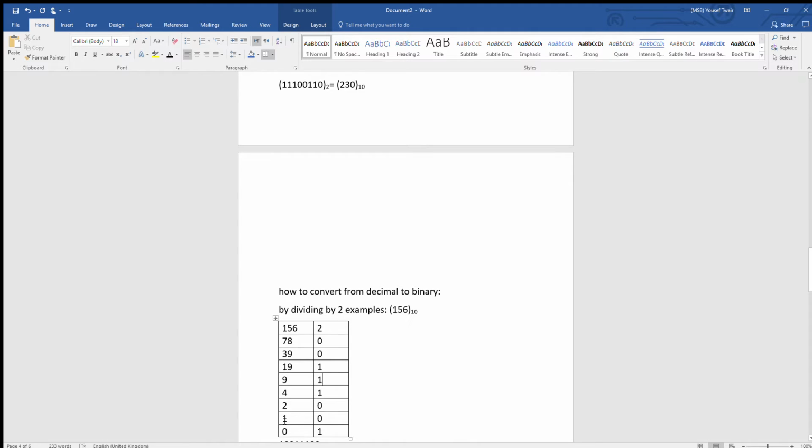I continue like this until the end. 9 divided by 2 is 4, remainder 1. 4 divided by 2 is 2, remainder 0, and 2 divided by 2 is 1, remainder 0 again. The last one is 1 divided by 2, which gives me 0 and the remainder 1.